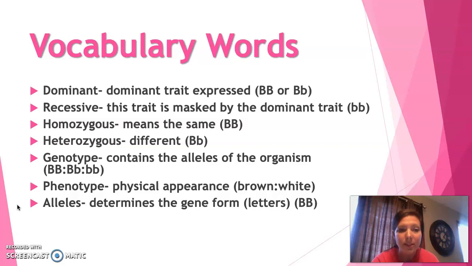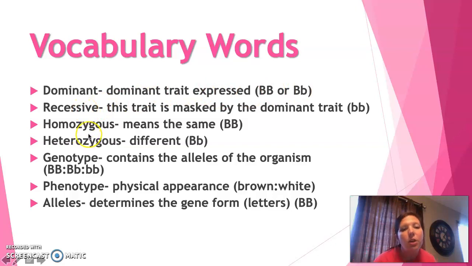Whereas the word recessive is showing that this trait is going to be masked by the dominant trait. For instance, in this scenario, big B, little b. However, recessive, to show that they would have the recessive trait, they would have to have two lowercase b's. So two lowercase b's would resemble blonde hair. A capital B, lowercase b will resemble brown hair. So that's dominant, recessive when you see those words.